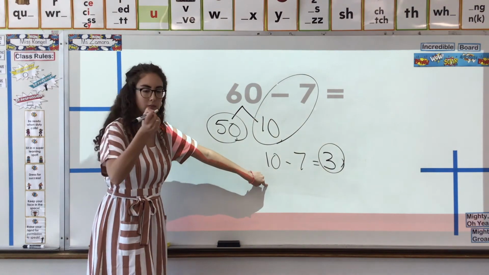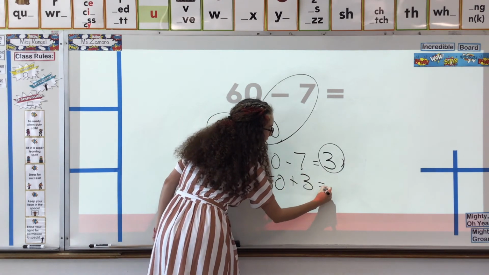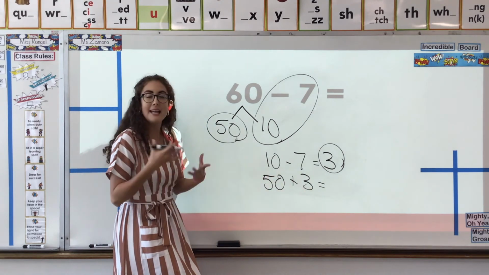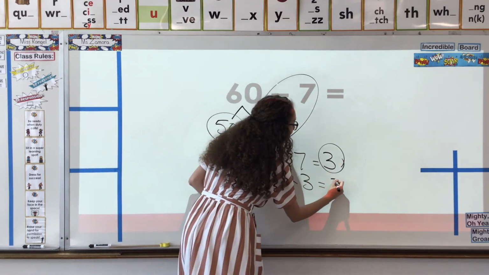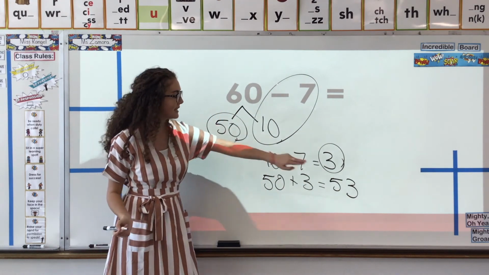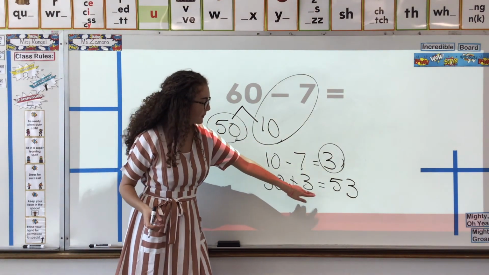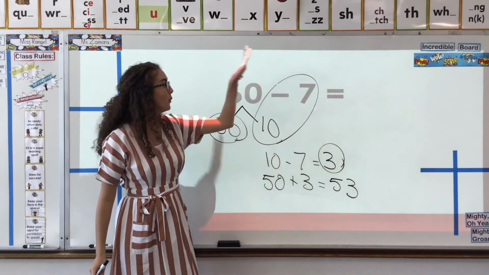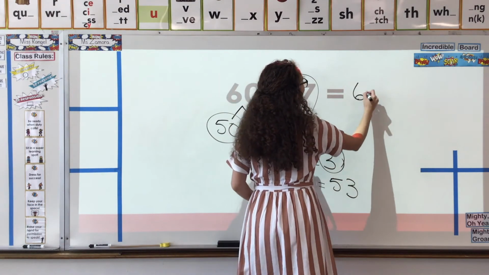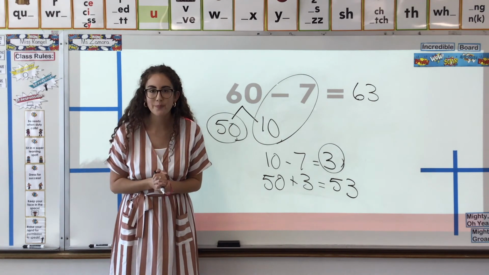So can you write it out? What would that be? Haha, it's a 10 plus fact. 50 plus 3 is? It's 53. Exactly. We have our 10s and our 1s that make up our answer. So, if 50 plus 3 equals 53, what is 60 minus 7? It is 53 as well, because those two equations are equal.